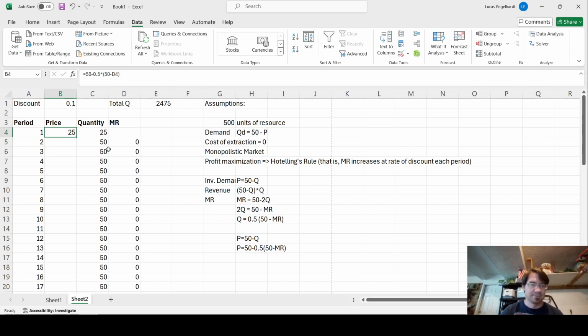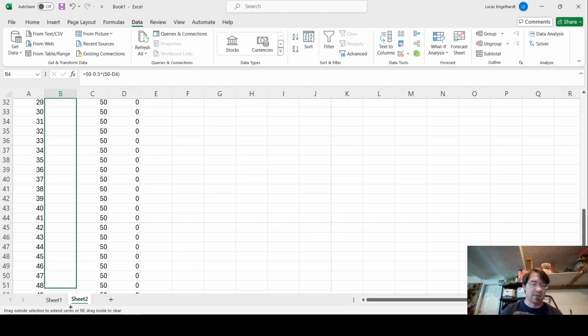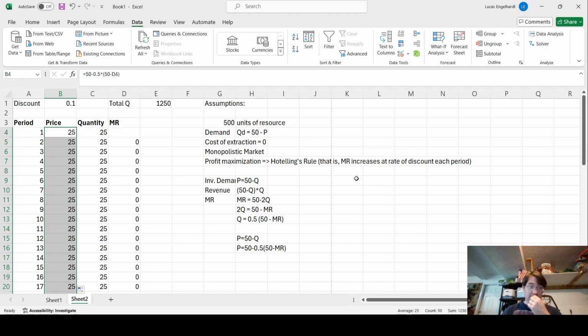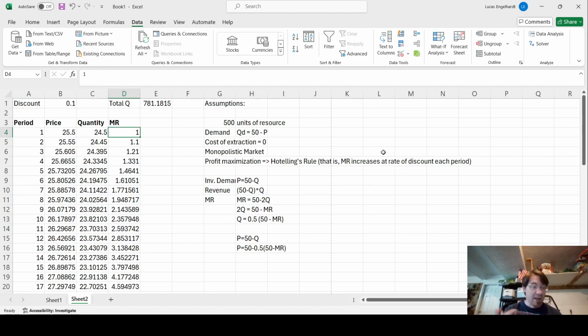There we are. And we can drag this down. All right, so for marginal revenue is 0, the price is going to be 25. Okay, but we do want to have something else in here, right? So let's go ahead and use what-if analysis, goal seek.